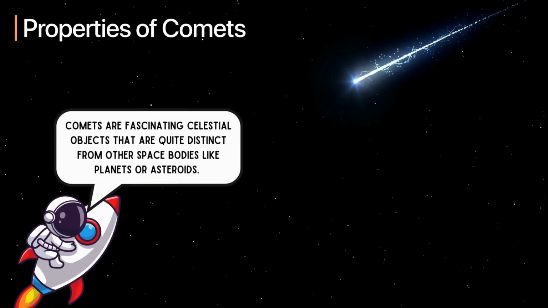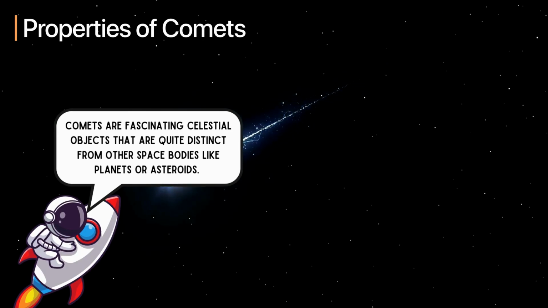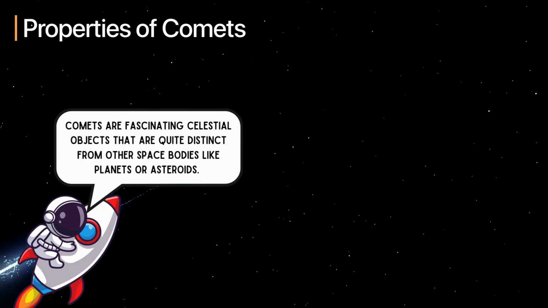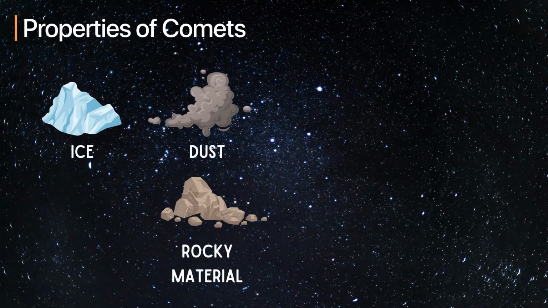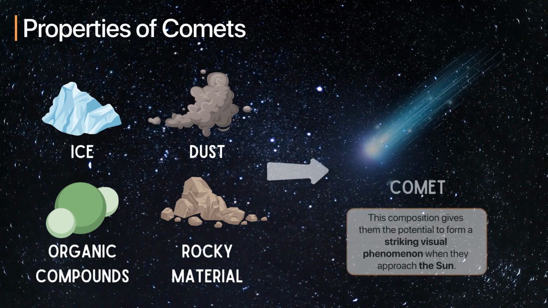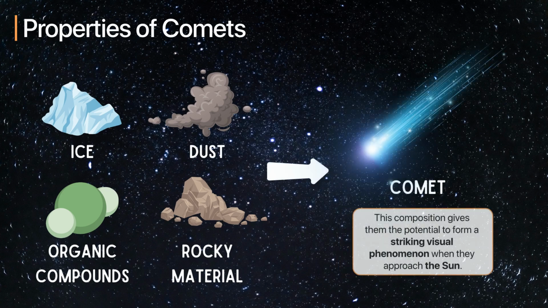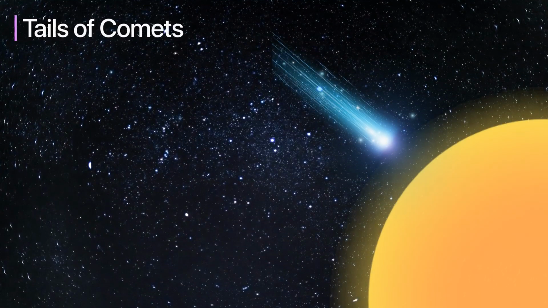Comets are fascinating celestial objects that are quite distinct from other space bodies like planets or asteroids. They are made up of ice, dust, rocky material, and organic compounds. This composition gives them the potential to form a striking visual phenomenon when they approach the sun. You may have heard the term shooting stars used for comets.